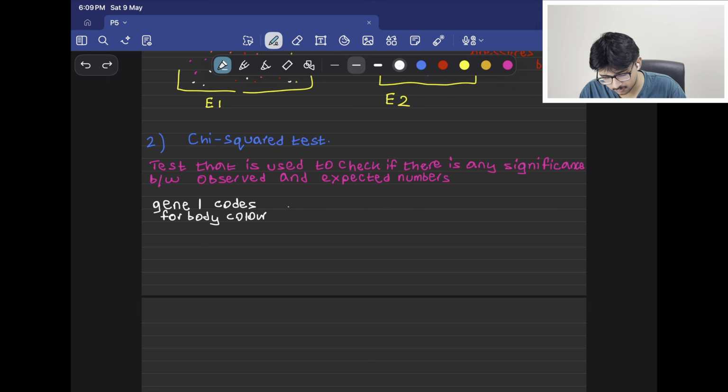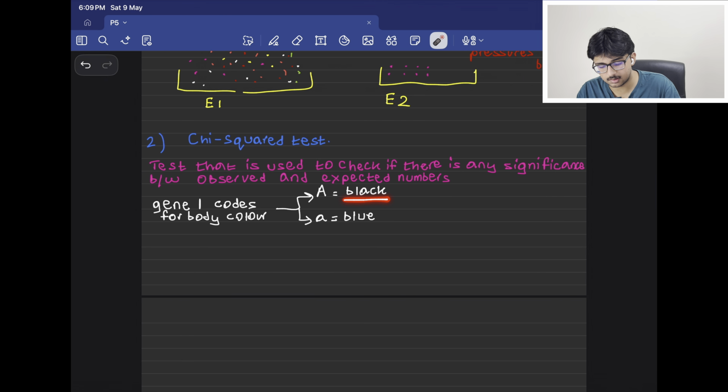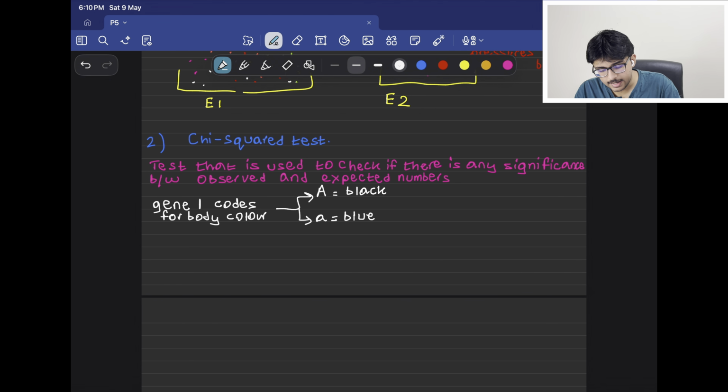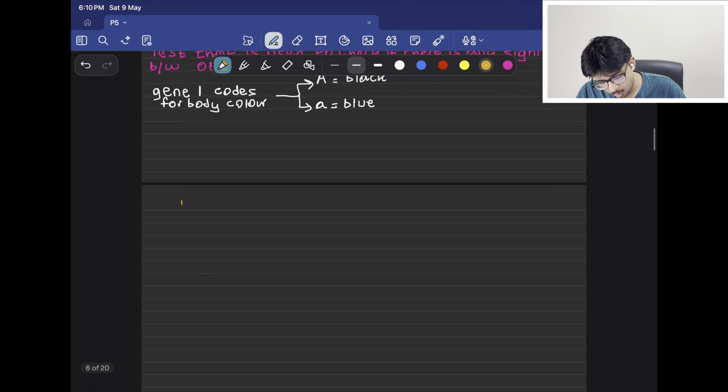Now, there are two alleles of this gene. There is a capital A allele and then there's a small a allele. Capital A, of course, is written in capital, it's the dominant allele. And when this dominant allele is expressed, the phenotype is black color. And when the recessive allele small a is expressed, the phenotype is blue color. In other words, black is the dominant trait and blue is the recessive trait. Let's say I take a homozygous dominant.